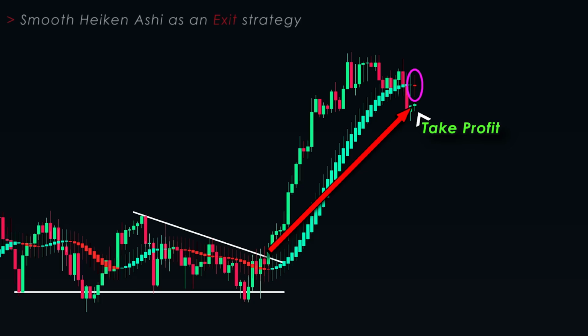So those are a couple of ways that you can implement the smooth Heiken Ashi indicator onto your trading strategy.